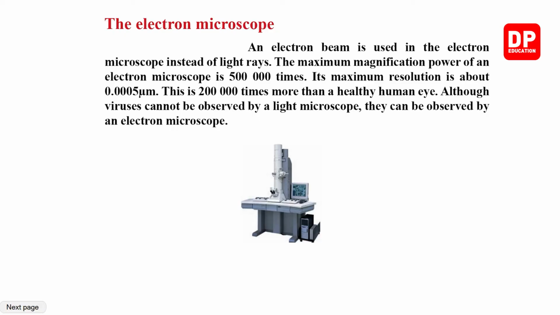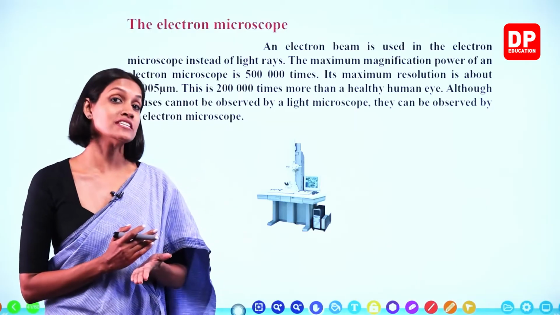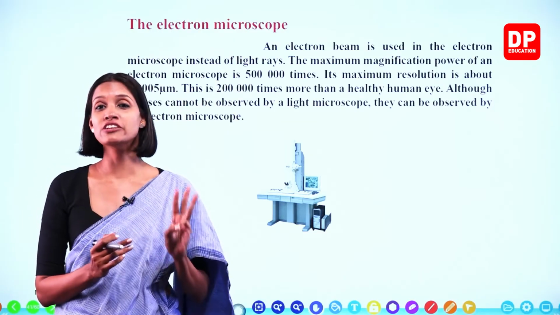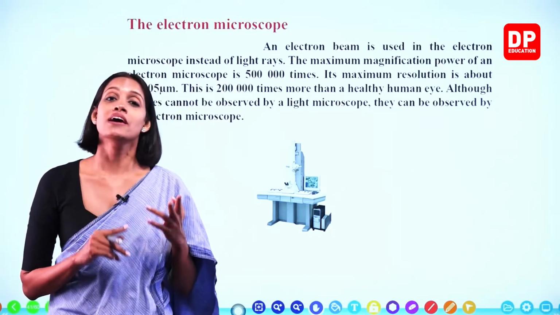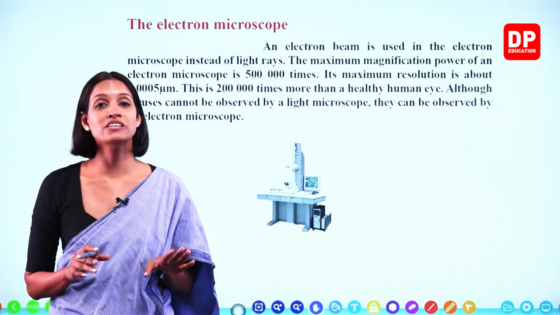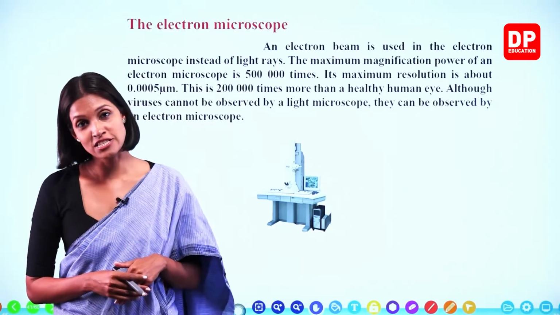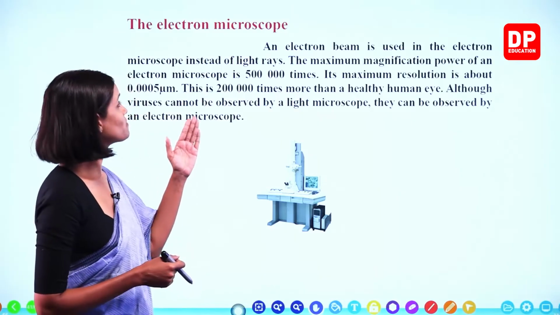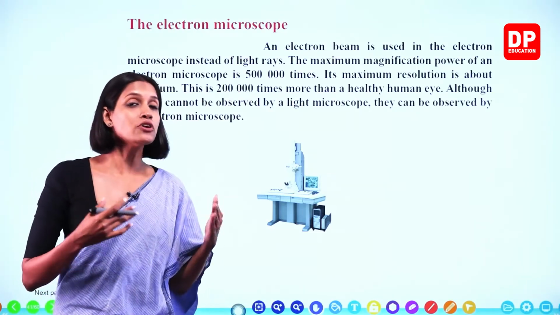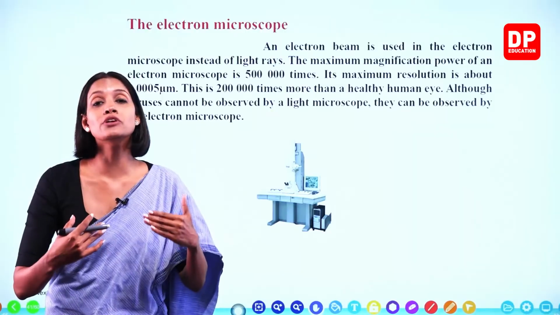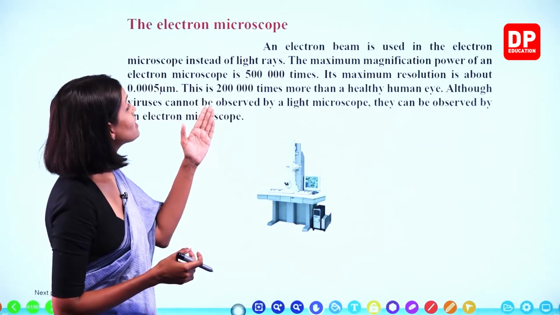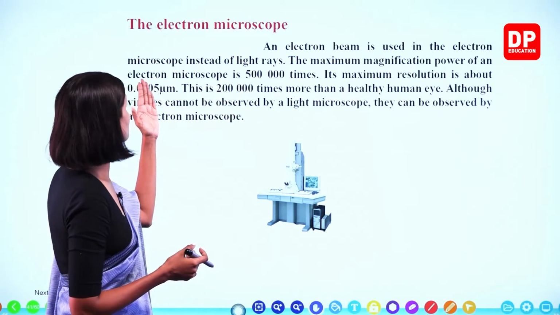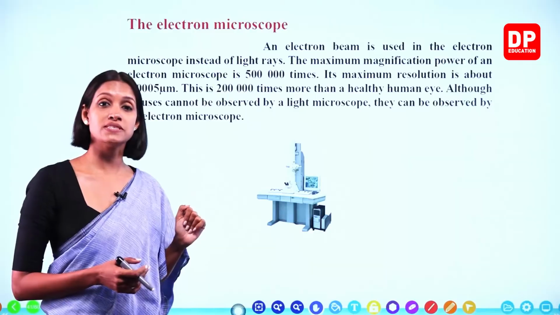Right, children. This is the last topic of the lesson, the electron microscope. So in this lesson, we are learning about three different types of microscopes. Simple microscope, that is the hand lens. And the compound light microscope also we did. There two convex lenses are used. What is this? The electron microscope. Now in the compound light microscope, a light beam is used to observe the specimen, but here instead of the light beam, an electron beam is used in the electron microscope instead of light rays, right?